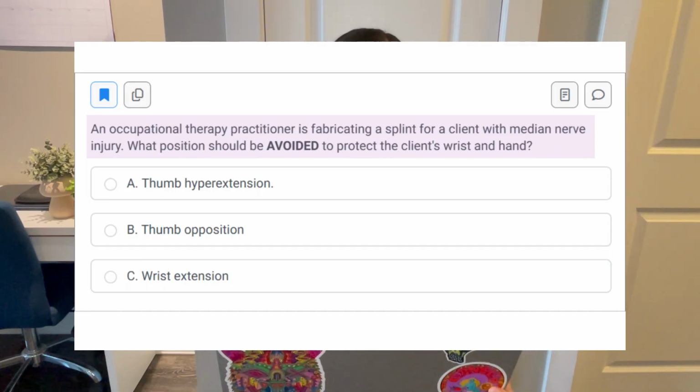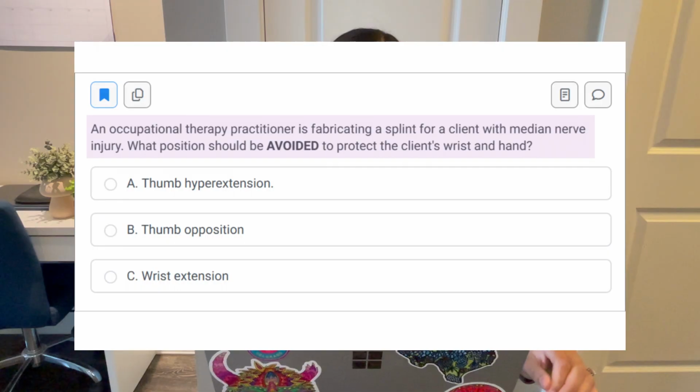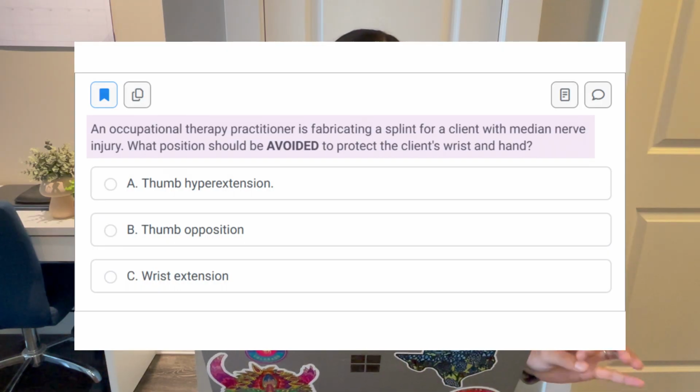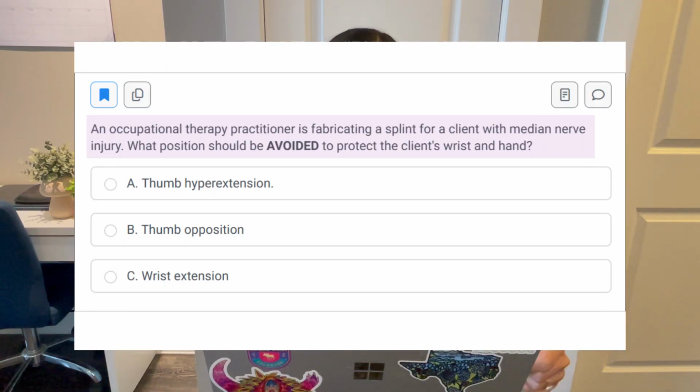First question. An occupational therapy practitioner is fabricating a splint for a client with a median nerve injury. What position should be avoided to protect the client's wrist and hand? Okay, so two things stick out to me right away. First, you're fabricating a splint.